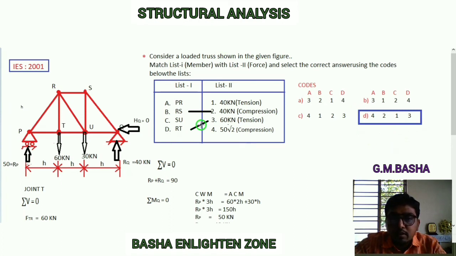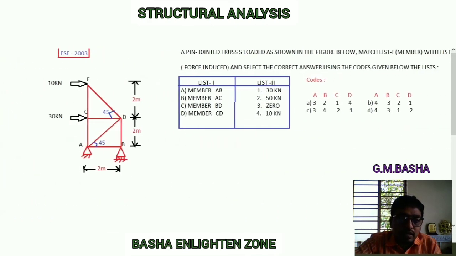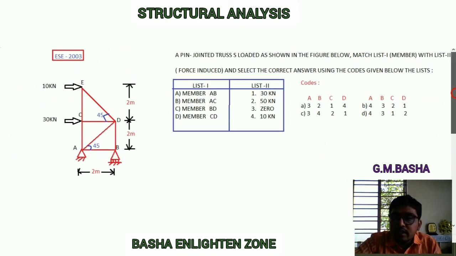D will be matching 3 here. There will be 2 options. In the 2 options, B will be 1, and after obtaining this you will get R S will be 2. Therefore your option will be D. I hope you understand this one, and we are moving to the next problem, which was given in the Engineering Services Examination in 2003.